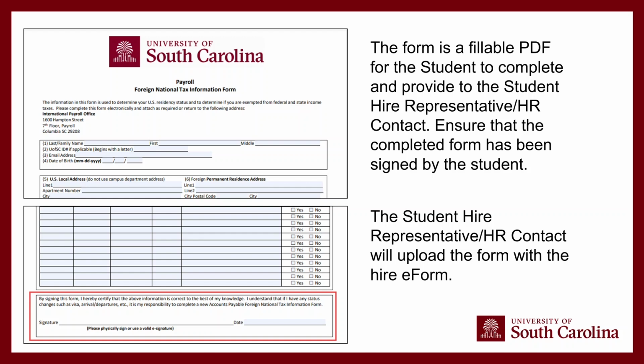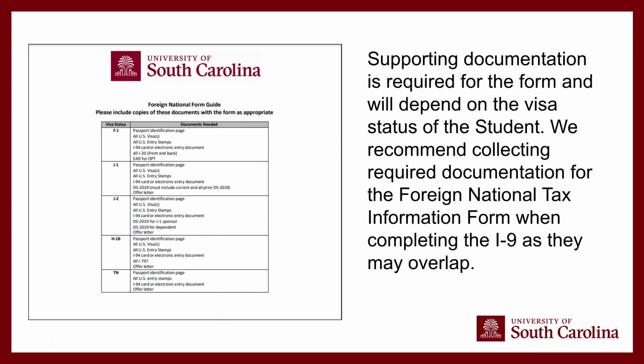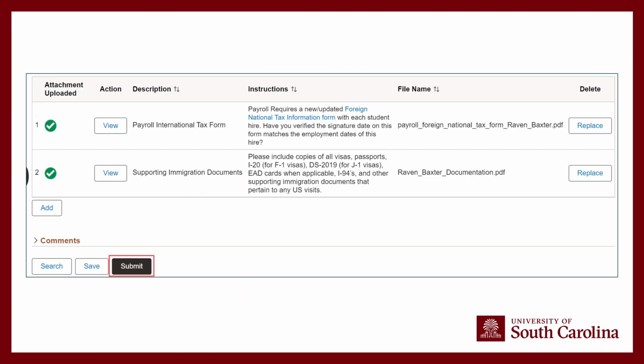For example, many of our students change addresses throughout the year or travel in and out of the country, so those fields should be updated appropriately each semester with a fresh date and a signature for those rehires. Please include copies of all visas, passports, the I-20 for F1 visas, the DS-2019 for J1s, EAD cards when applicable, I-94s, and any other supporting immigration documents that may pertain to any current or previous U.S. visits. Visit the Student Hire Training page for Student Employment Action job aids and resources.